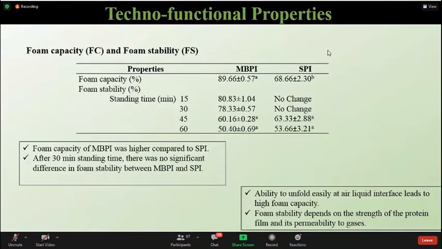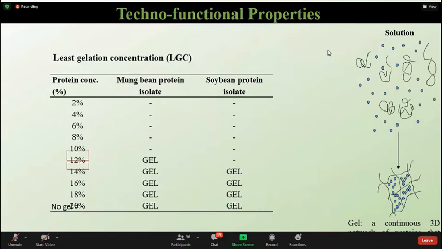Gel foam capacity was in fact higher for MBPI compared to SPI. But after 30 minutes standing time, there was no significant difference in foam stability between these two. And if it is able to form gel, we can produce a lot more gelation-based products.